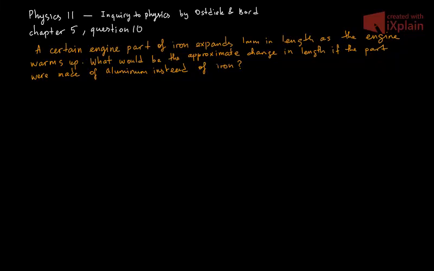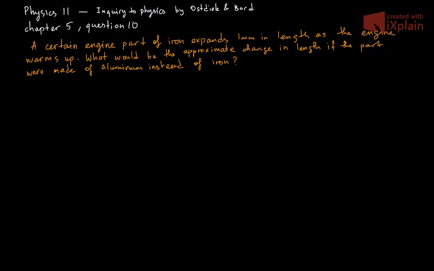A certain engine part of iron expands 1 millimeter in length as the engine warms up. So that means we have delta L of iron equals 1 millimeter, and then suppose that the initial length of this piece of engine part is L iron, which we don't have a numerical value for. What would be the approximate change in length if the part were made of aluminum instead of iron?